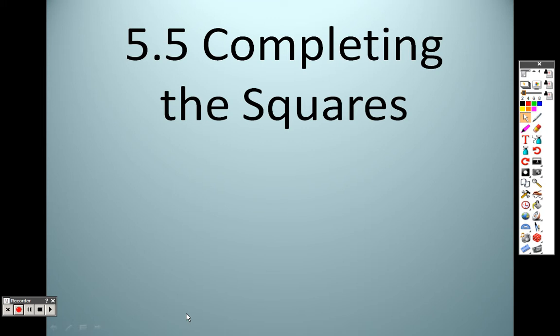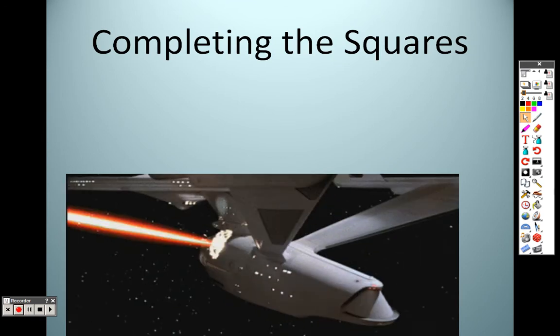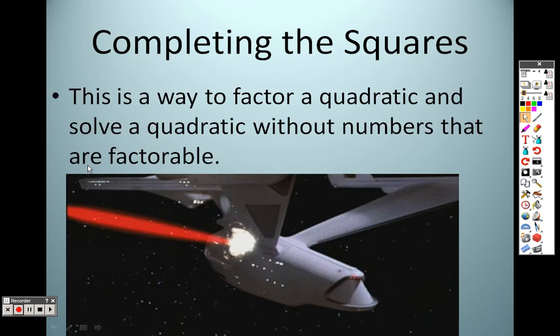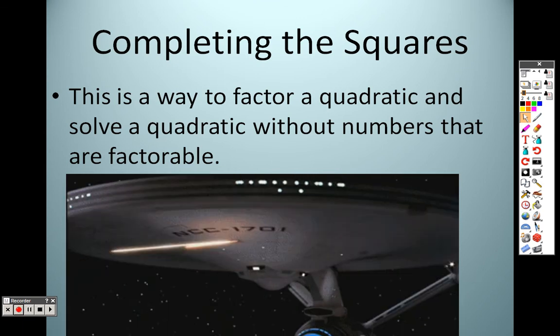We have 5.5, completing the squares. So let's take a look here at completing the squares. This is a way to factor a quadratic and solve a quadratic without numbers that are factorable.